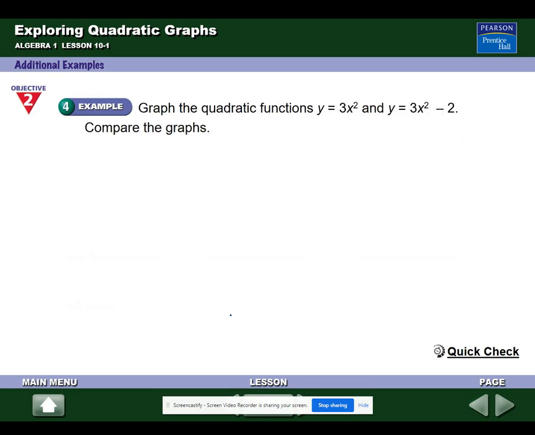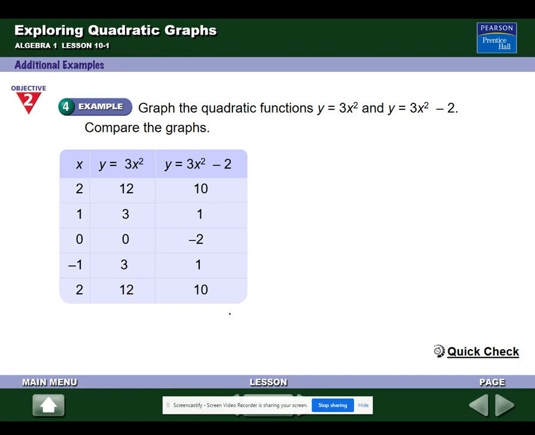Okay, I think we have 2 more examples. One says graph the quadratic functions y equals 3x squared and also y equals 3x squared minus 2. I'll actually just scroll to their answer, trying to keep this video reasonable in length. And here's a t-chart that they use for both of them. They picked a kind of standard set of 5 numbers here: 2, 1, 0, negative 1, negative 2. Here are your outputs for y equals 3x squared. Here are your outputs for y equals 3x squared minus 2.